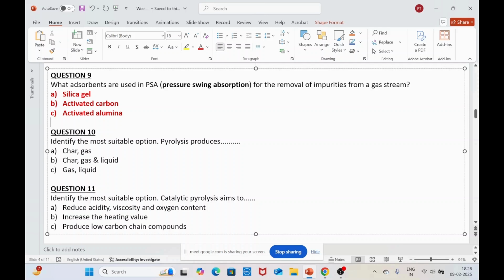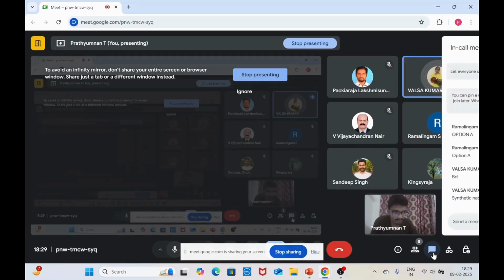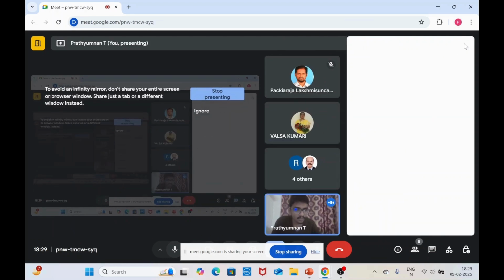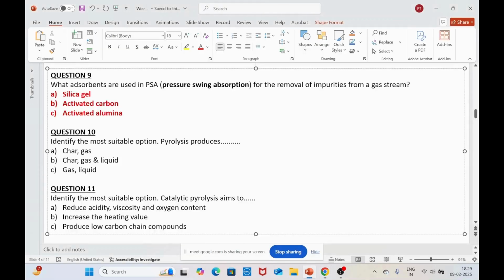Identify the most suitable option. Pyrolysis produces char and gas, or char, gas and liquid, or only gas and liquid? Which one among the three is correct? Yes. So all the three are generated in this pyrolysis process: char, gas, as well as liquid.